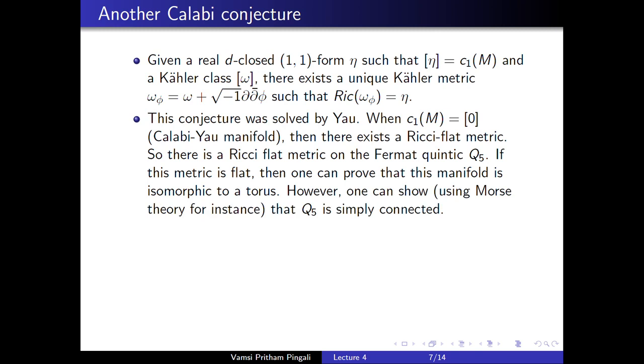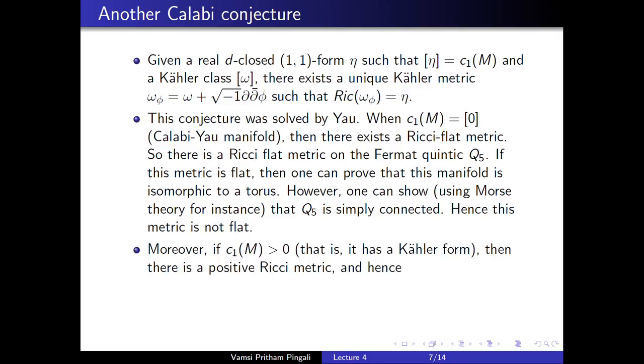However, one can show that Q5 is simply connected. This follows from the fact that CPN itself is simply connected, and that the simply connected behavior descends to hypersurfaces. This can be done using Morse theory, for instance, or the Lefschetz hyperplane theorem. Anyway, the bottom line is, thanks to some standard algebraic geometry or topology, you can show that Q5 is simply connected. Therefore, it cannot be a torus. So this is the first such example.